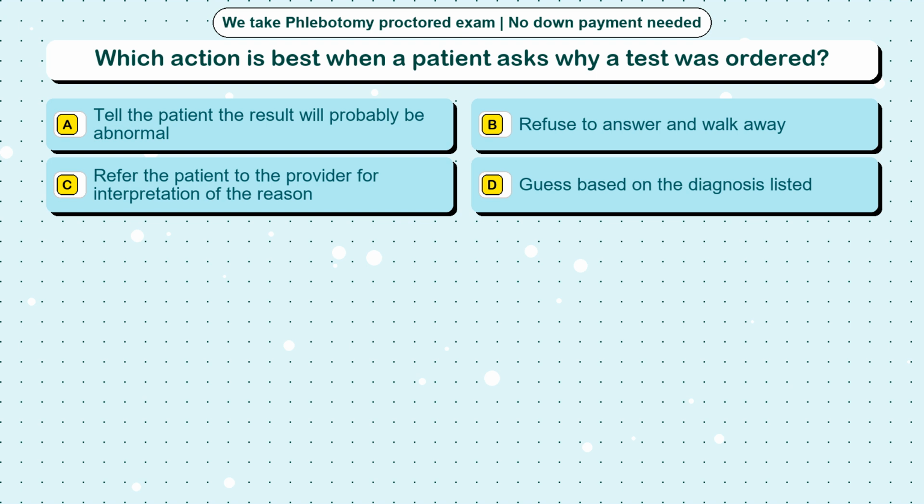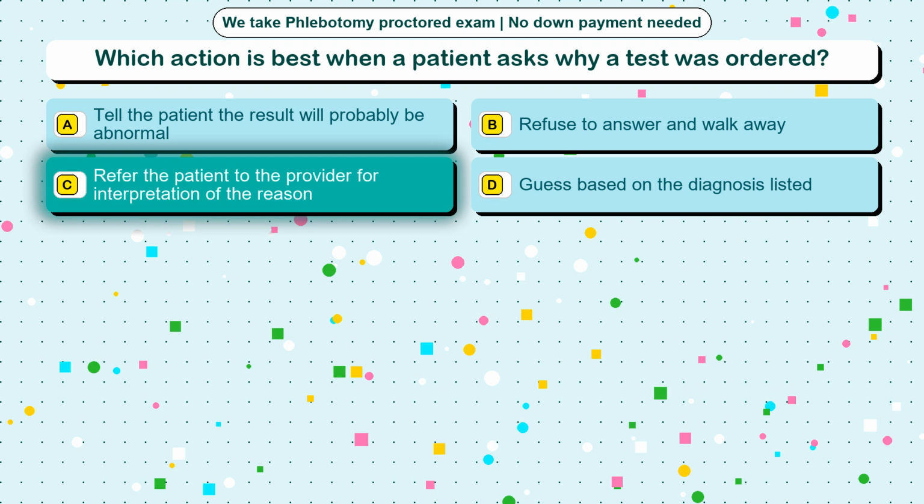Option B, refuse to answer and walk away. Option C, refer the patient to the provider for interpretation of the reason. Option D, guess based on the diagnosis listed. The correct answer is option C. Refer the patient to the provider for interpretation of the reason.